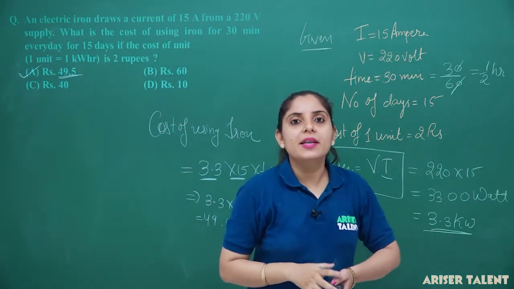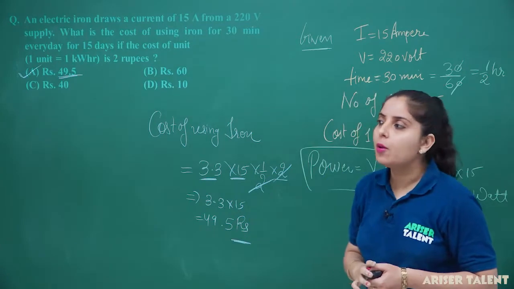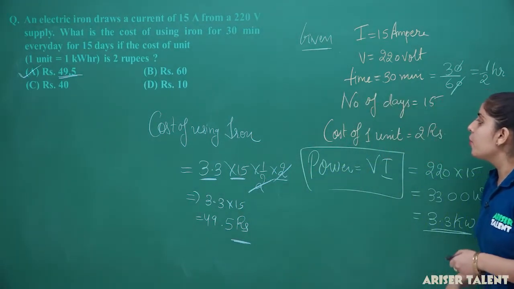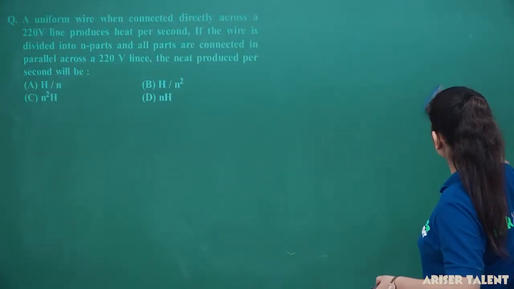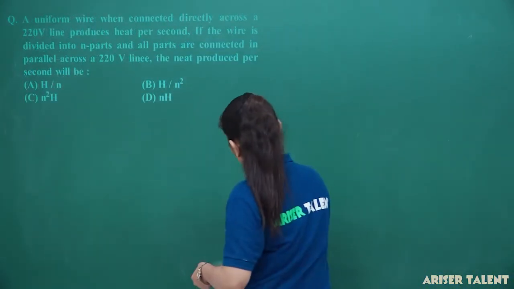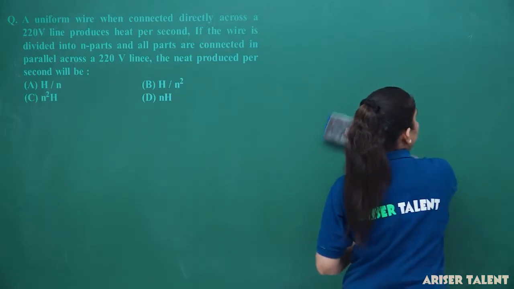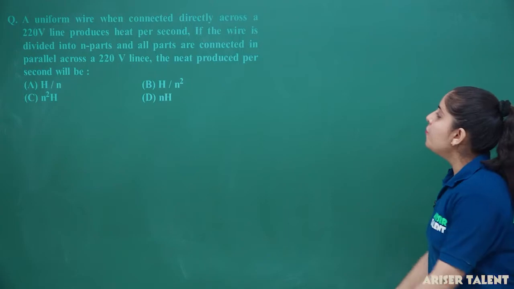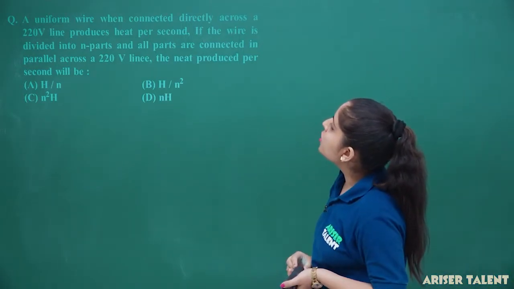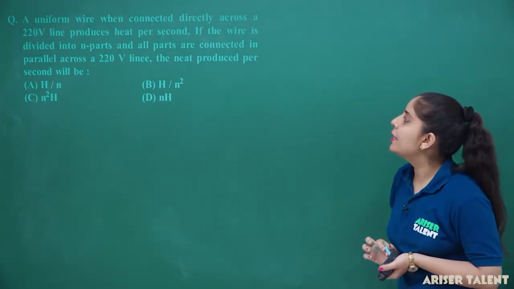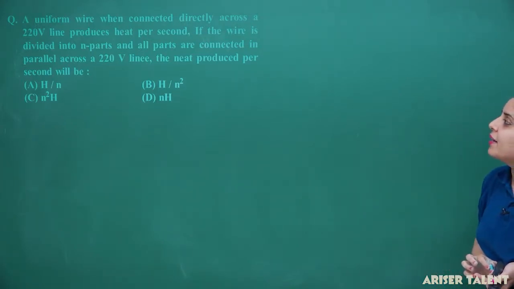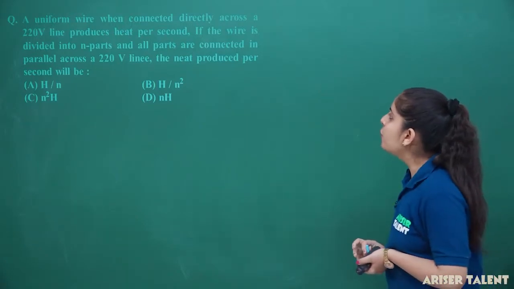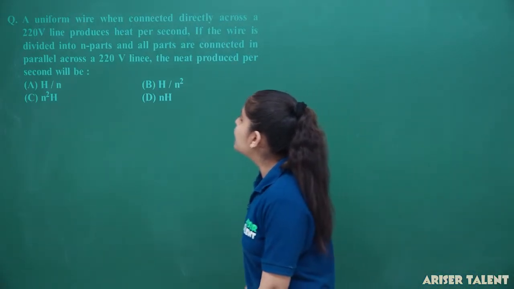So this is again a very interesting question which is entirely different from the rest of the questions we have done till now. So just copy this solution from here. A uniform wire, when connected directly across a 220 volt line, produces heat per second. If the wire is divided into n parts and all the parts are connected in parallel across a 220 volt line, the heat produced per second will be.